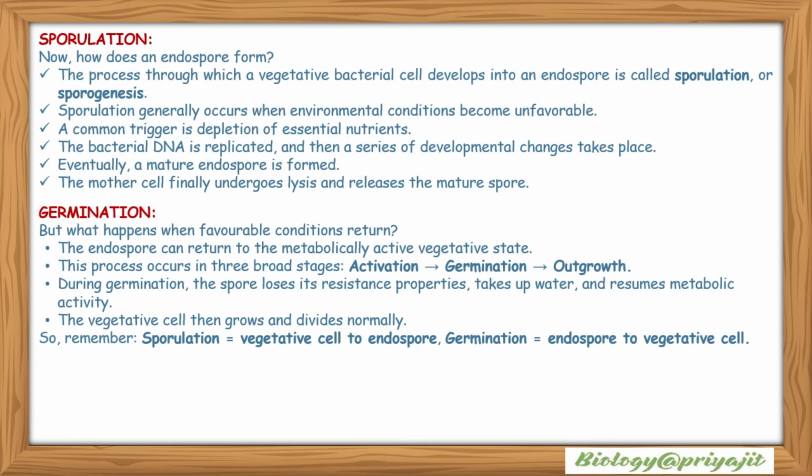Germination. But what happens when favorable conditions return? The process occurs in three broad stages: activation, germination and outgrowth. During germination, the spore loses its resistance properties, takes up water and resumes metabolic activity. The vegetative cell then grows and divides normally. So sporulation takes a vegetative cell to an endospore, and germination takes an endospore back to a vegetative cell.